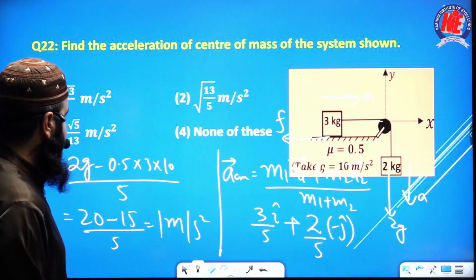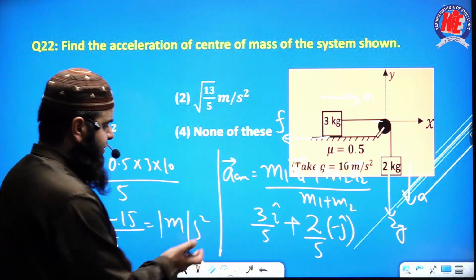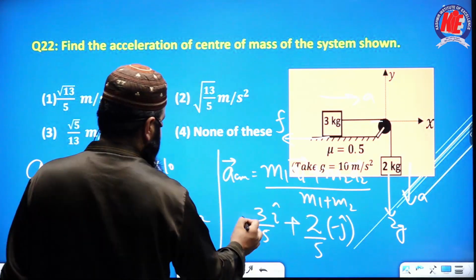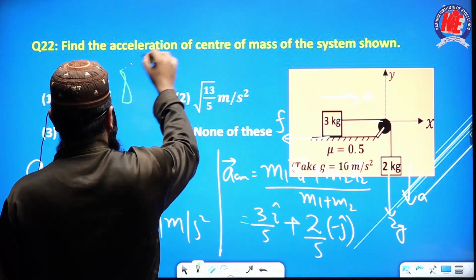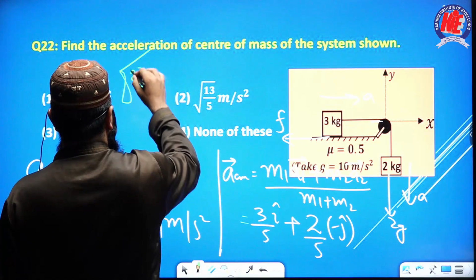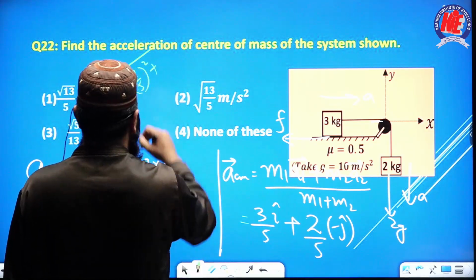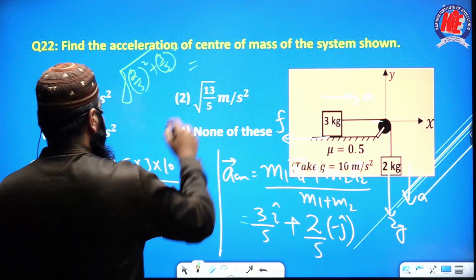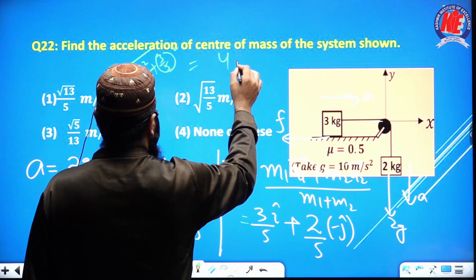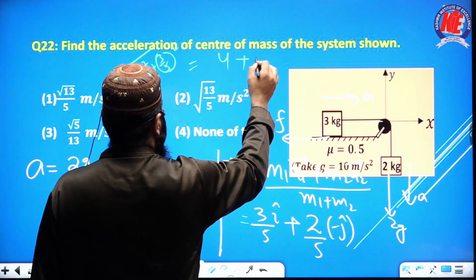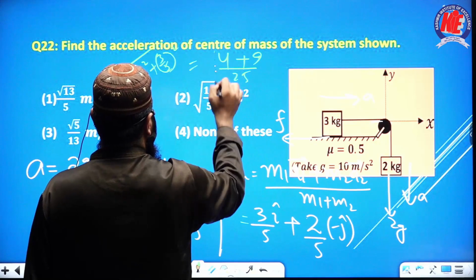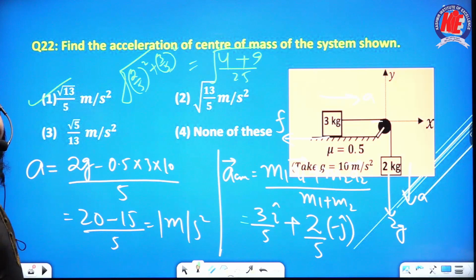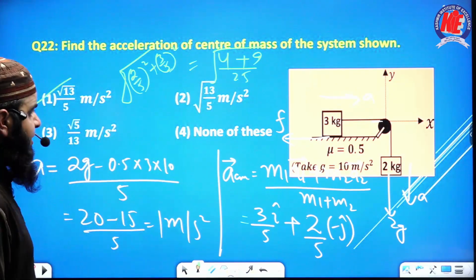Now check the answers. There is no vector notation, magnitude निकालना है, so that will be the root of acceleration. If you want it in magnitude, that will be the root of (2/5) with the square plus (3/5) with the square. So that will be the 4 plus 9 divided by 25 with the root. 9 plus 4 is 13. 13/5. Root 13/5 should be the answer, not this one, क्योंकि 25 का root 5 आएगा बेटा. Next one.